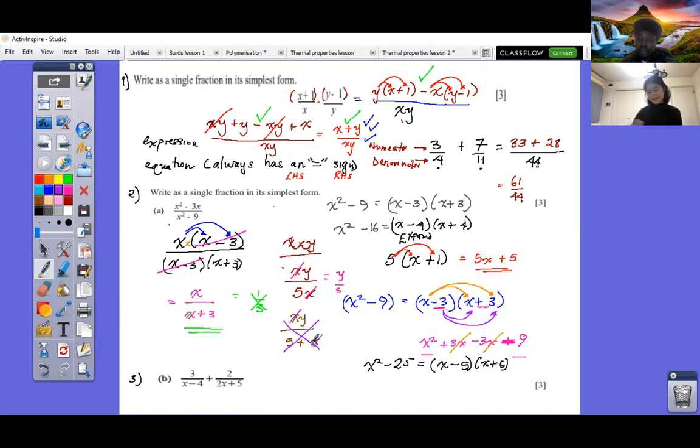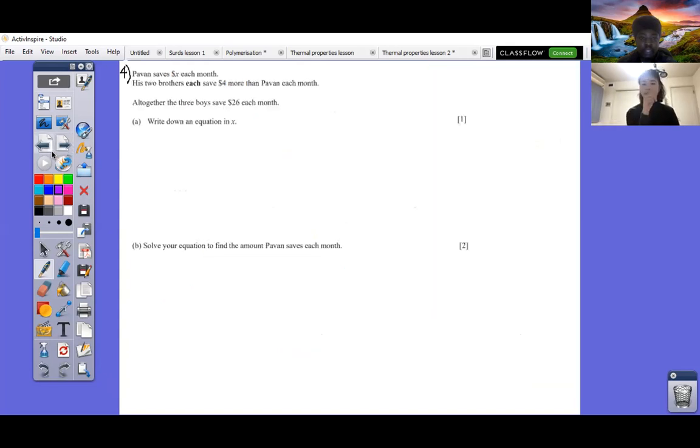Does that make sense? I think I understood that. Okay, very good. I'm not going to make you do number 3. Don't worry about that. We are going to move on to forming equations, see how well you can form equations.